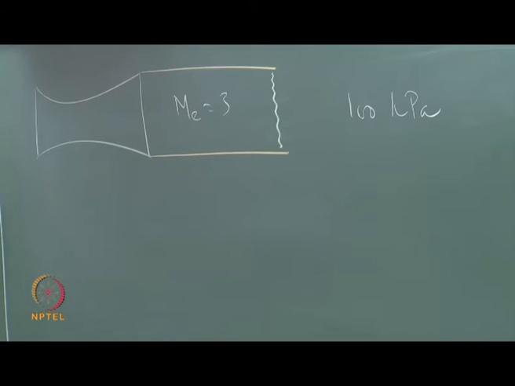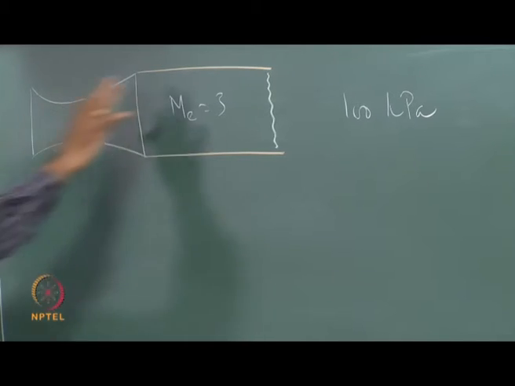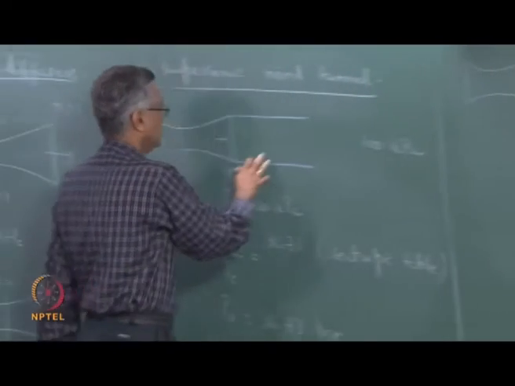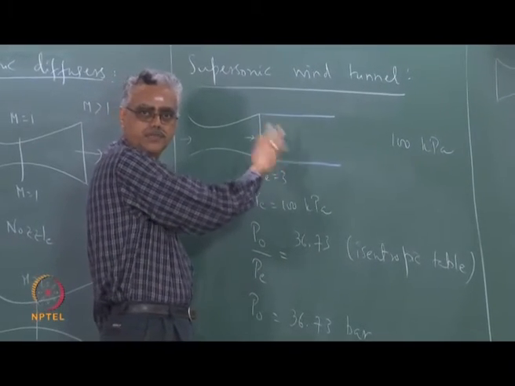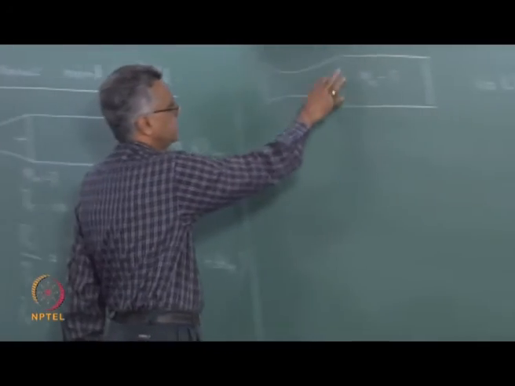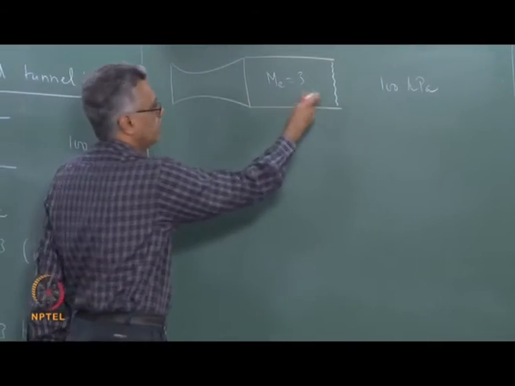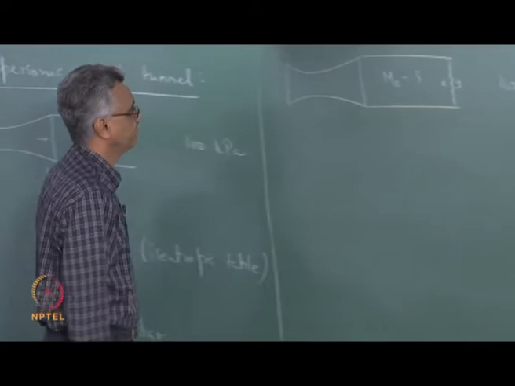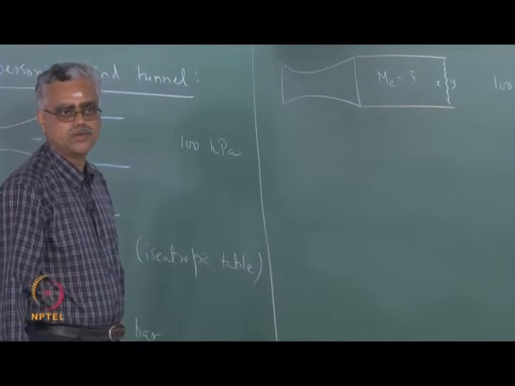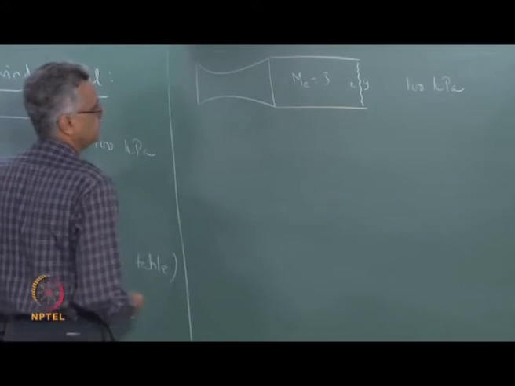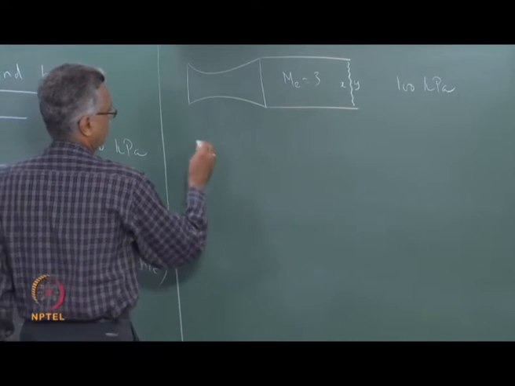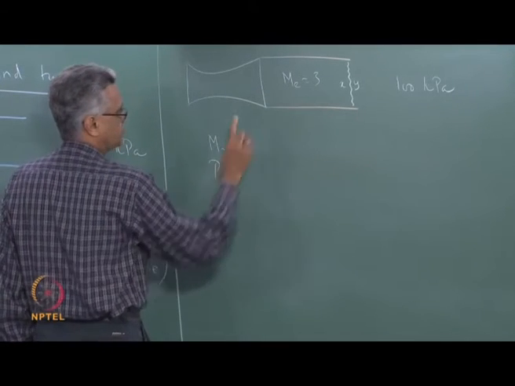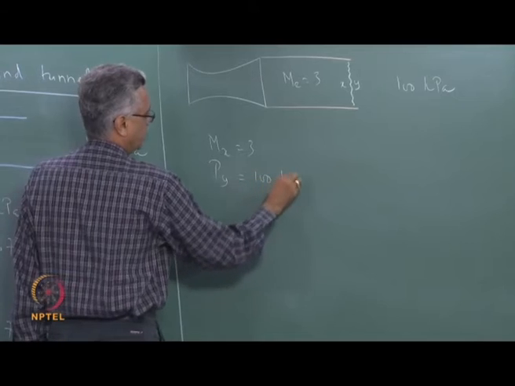So I still satisfy the requirements for the testing, but now I have put a test section, I have put walls around the test section. Remember, this is a free jet which exhausts into the ambient. Now we have a test section where we have supersonic flow. So now I have a normal shock like this. Let us say that this is X and this is Y. This is a normal shock at Mach number 3, correct. So I can do the following. Notice that Mx is equal to 3. Py, static pressure at the exit, is equal to 100 kPa.